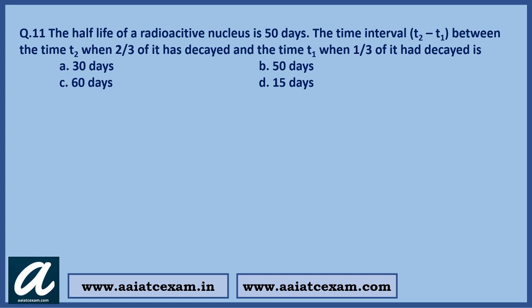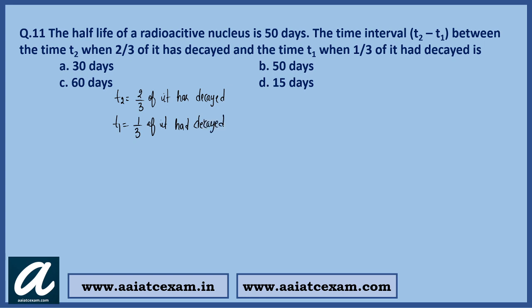The half-life of a radioactive nucleus is 50 days. The time interval T2 minus T1, between the time T2 when 2/3 of it has decayed, and the time T1 when 1/3 of it had decayed. Students, what is T2? T2 is when 2/3 of it has decayed, and T1 is the time when 1/3 of it had decayed.